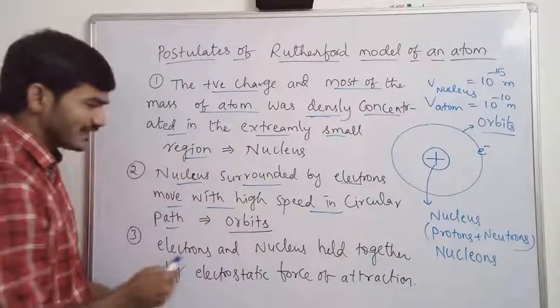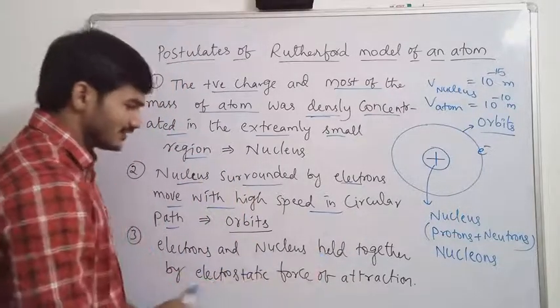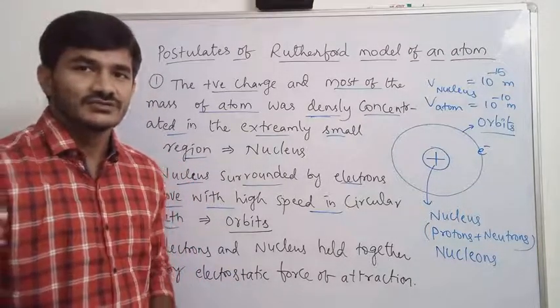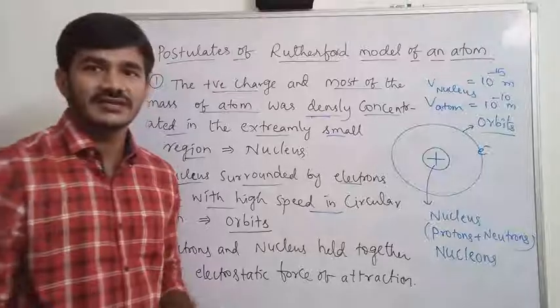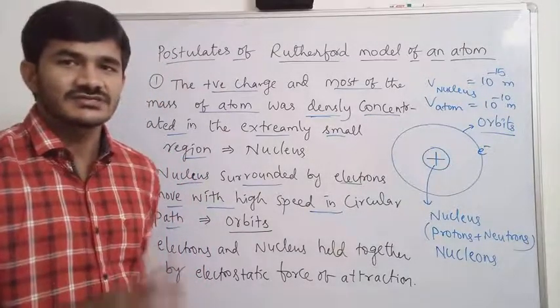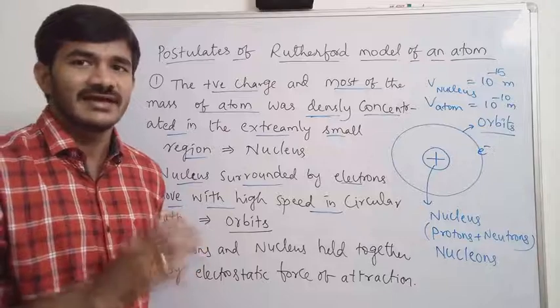The last one is that electrons and the nucleus are held together by electrostatic force of attraction. Between the nucleus and the outermost electron there is an electrostatic force of attraction. So this is about the Rutherford model of an atom.